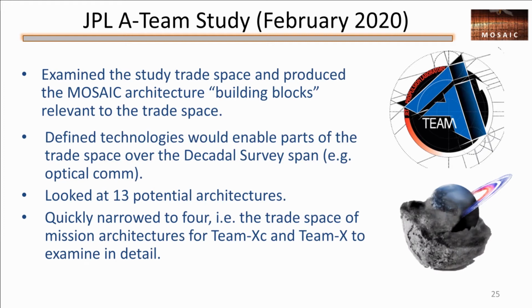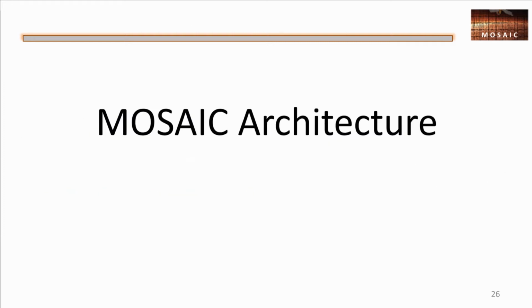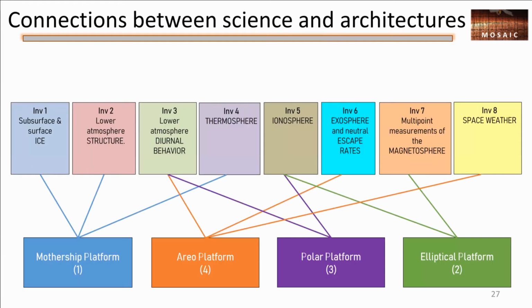So we did have a chart like the one Wendy showed. And then this was the trade space of architectures for TMEC-C, which is the CubeSat or small sat version of TMEC, and then the full TMEC to examine in detail. And MOSAIC required 2 different week-long studies, both TMEC-C and also TMEC, due to the large size of the constellation. So let's go look at the architecture now, how these different pieces fit together.